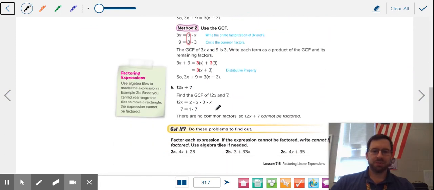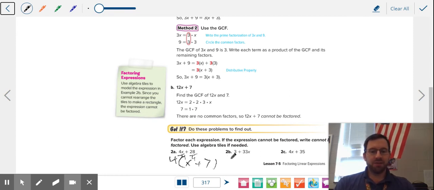Let's try a couple examples of our own. So between 4 and 28, 4 is the common factor. Bring it out. 4x divided by 4 is x, or 1x. Bring down your plus. 28 divided by 4 is 7. These are not terribly hard once you understand how to do them. Key is figuring out how to do them.